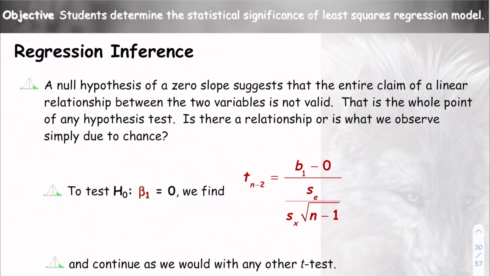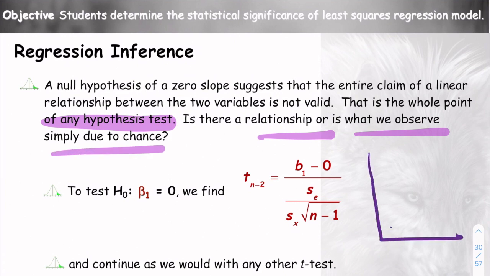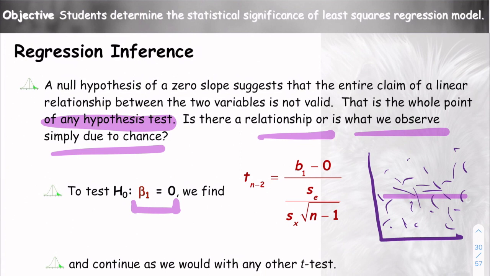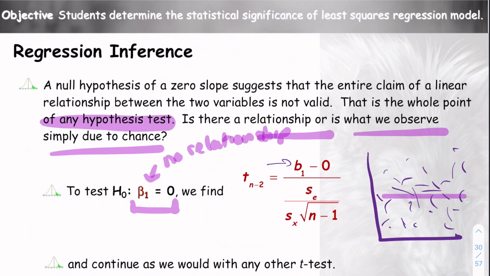So then we get to our hypothesis testing. So a null hypothesis of a zero slope suggests that the entire claim of a linear relationship between two variables is not valid. That is the whole point of any hypothesis. Is there a relationship, or is what we observed simply due to chance? And if you think about it with a scatter plot, if there's no relationship, then there's no line that we can draw. So the best line that can fit this model has a slope of 0. So when we do a hypothesis test, our null hypothesis is that the slope is 0, aka there is no relationship. And we find our t-statistic using our model, or our predicted slope, minus 0 over our standard error for our slope. And we continue as we would with any other t-test.